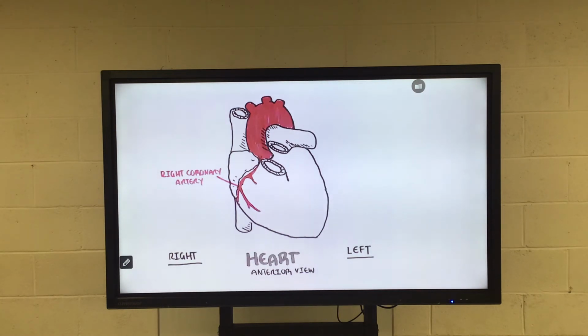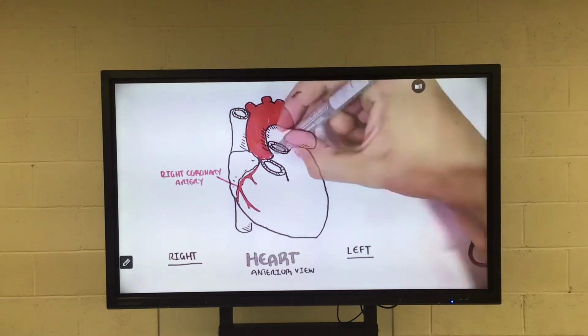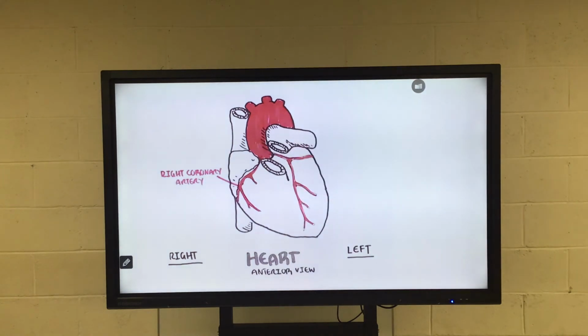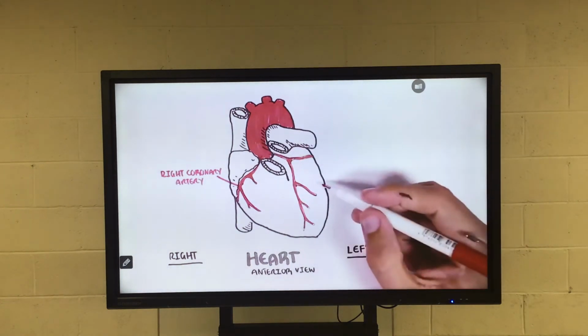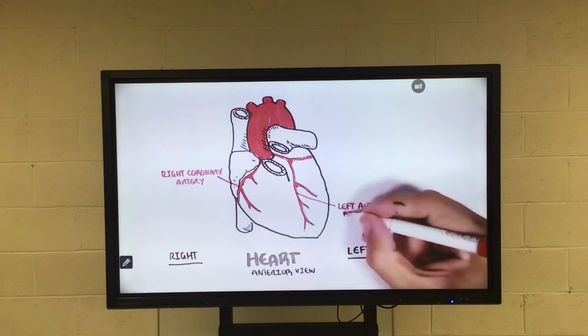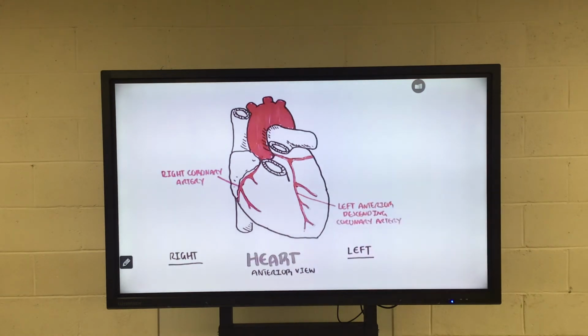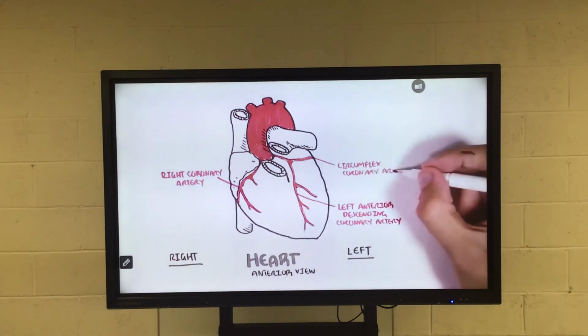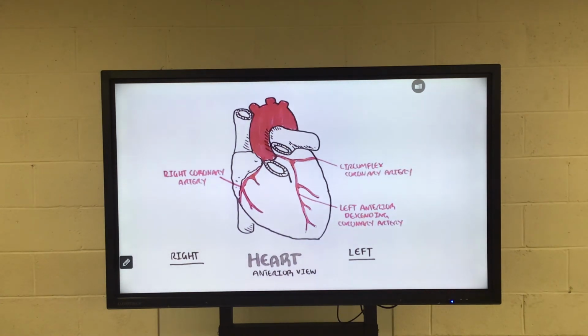Unfortunately, I have not drawn these names here. Anyways, we also have the left coronary artery that will divide into the left anterior descending artery and the circumflex artery. These arteries will supply blood to the left atrium and the left ventricle.